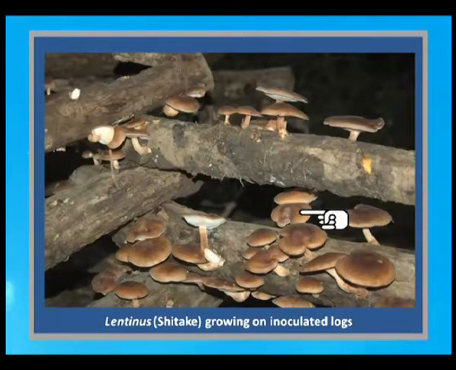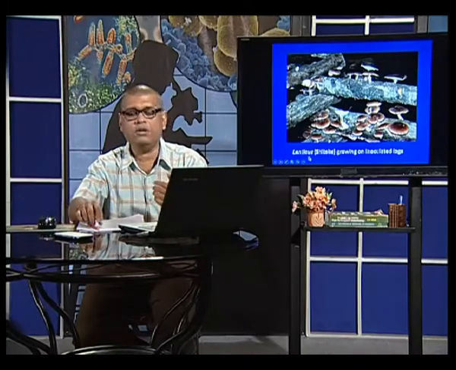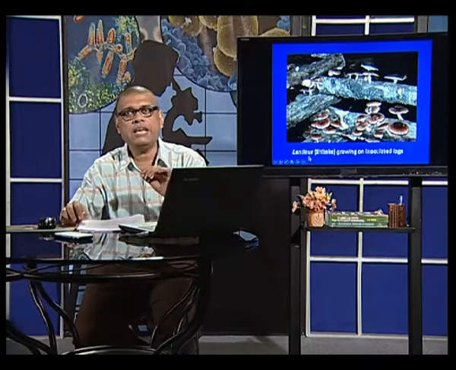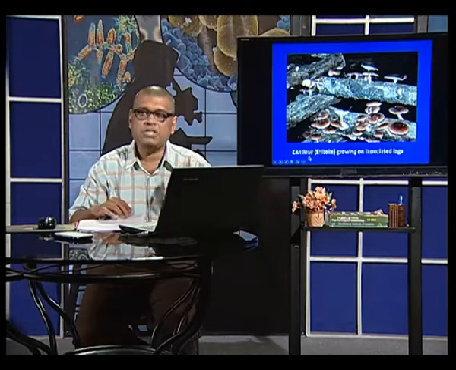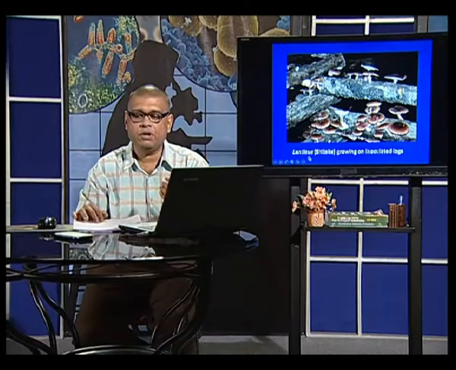This common mushroom is called shiitake and the scientific name is Lentinus edodes. So this is how we have grown this particular mushroom in an external habitat, but utilizing artificially grown spawn. So it is called partially external or partially controlled cultivation of edible mushroom.